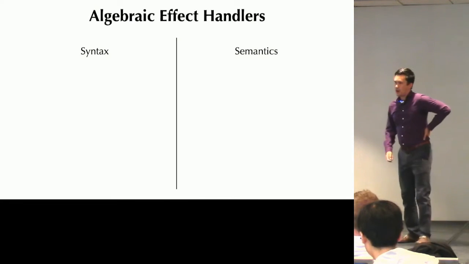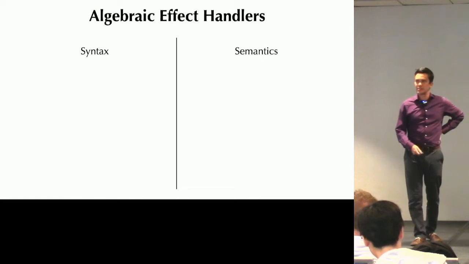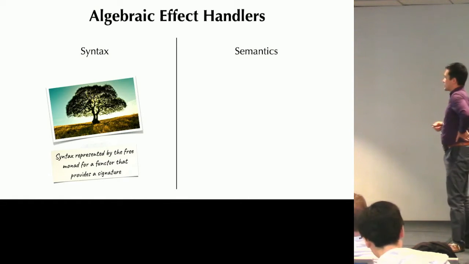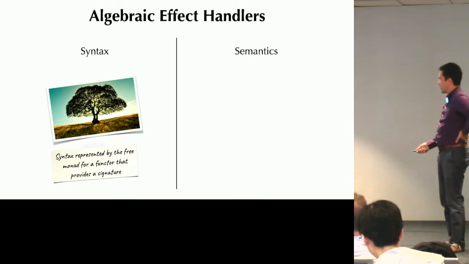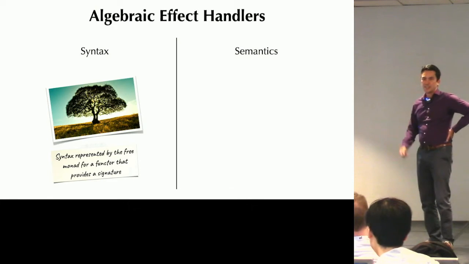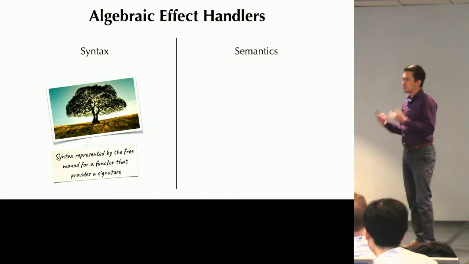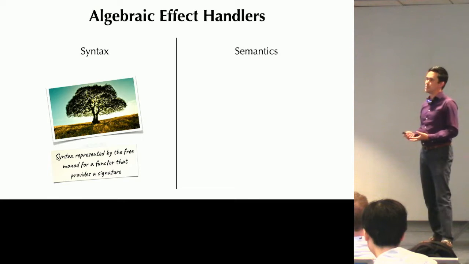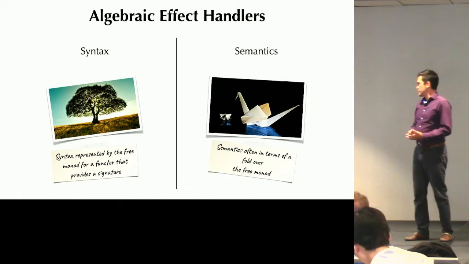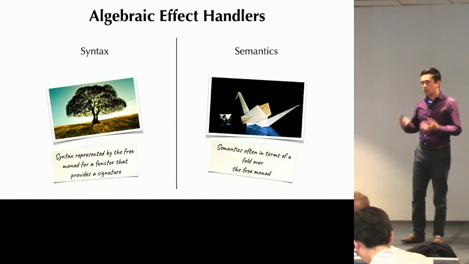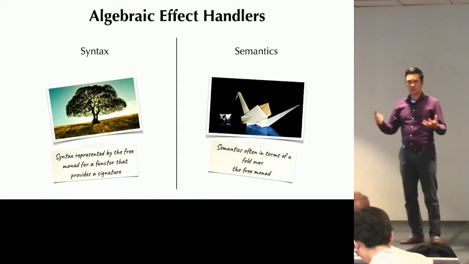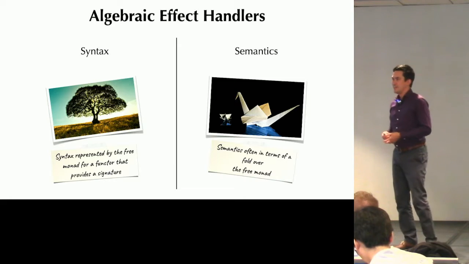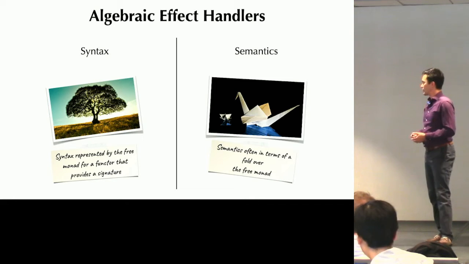Effect handlers are a separation between syntax and semantics, harking back to the 1970s. The idea is that syntax is represented by the free monad for a functor that provides a signature. You tell it what kinds of operations you want to have, and it's possible to build a syntax tree with those operations. From the semantics perspective, we have a fold over that tree that tells you how to interpret the tree in a very structured way, harking back to the 70s, where you've got this denotational semantics game going on again.